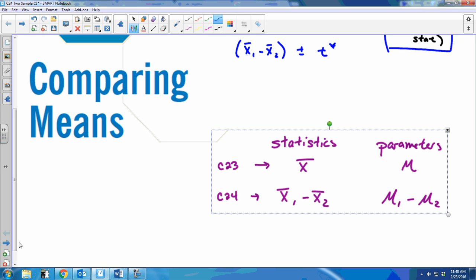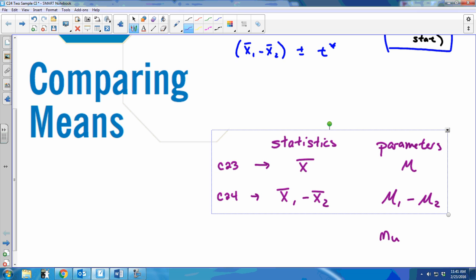Just a reminder, the statistics are the x bars. You guys had that this time, and the parameters are means. They are not u's. I keep arguing with people about it. They are not the letter u. They are m's as in mean. The Greek letter mu. Almost like moo, but mu.